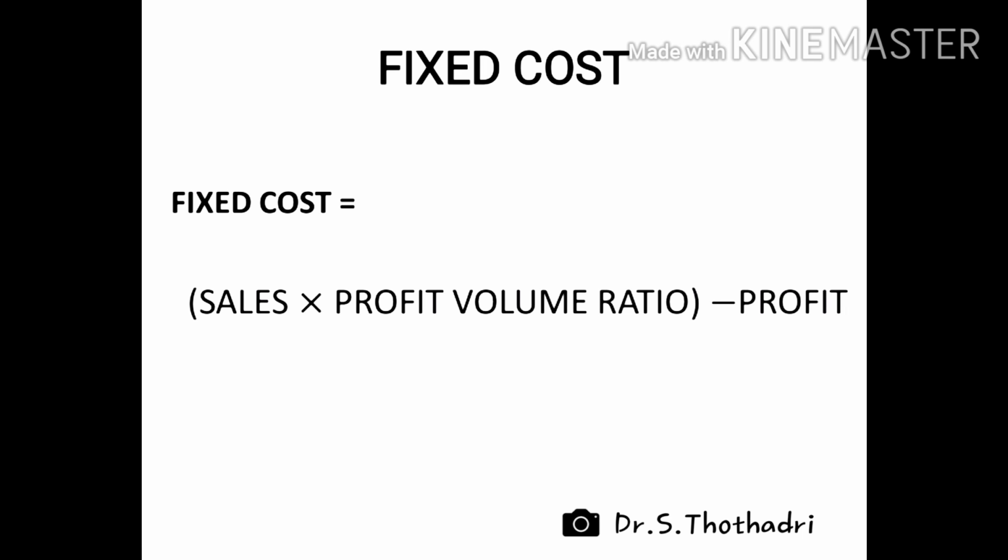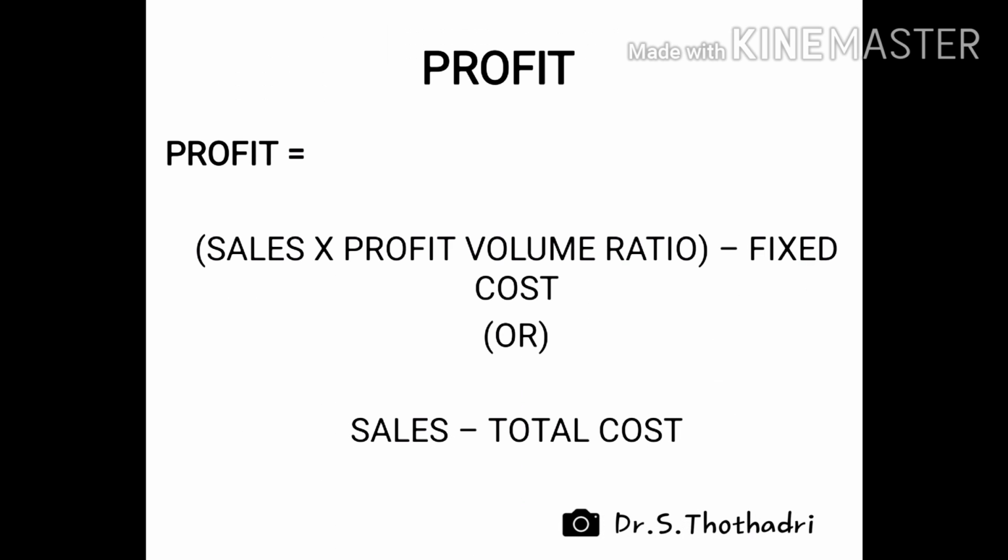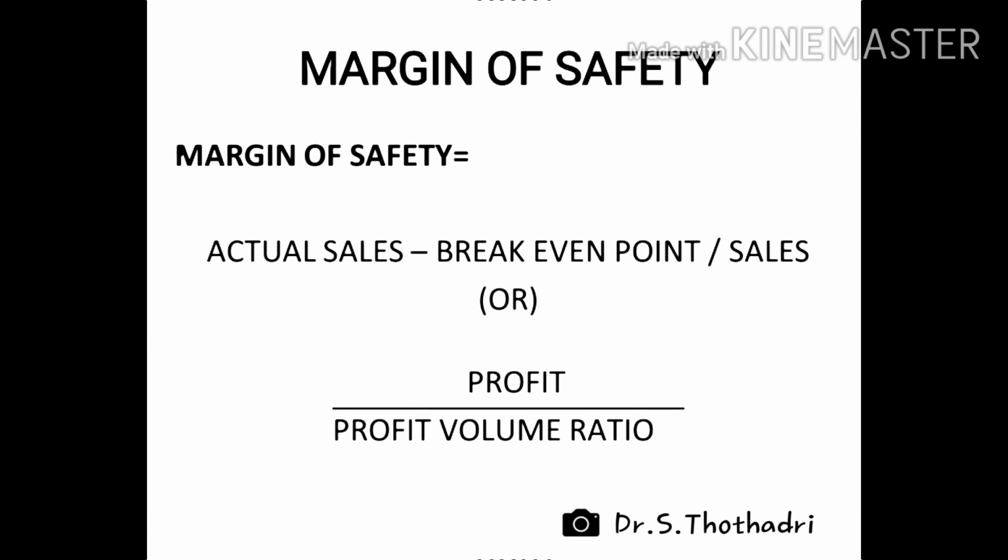How to calculate fixed cost? Fixed cost can be calculated with the help of the below formula. Sales into PV ratio minus profit. Profit formula. In order to calculate profit, the formula is sales into PV ratio minus fixed cost or sales minus total cost. The next formula is margin of safety.